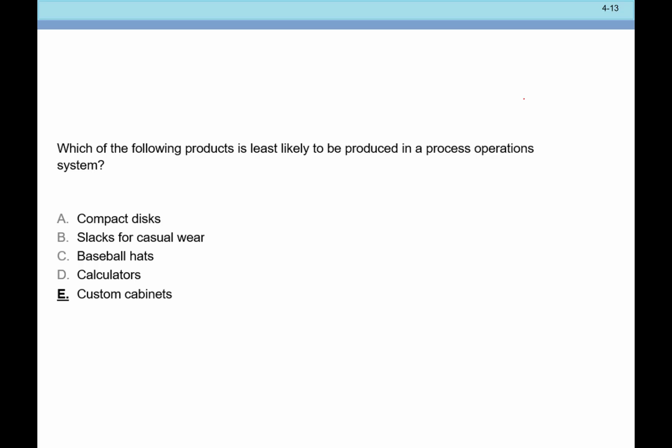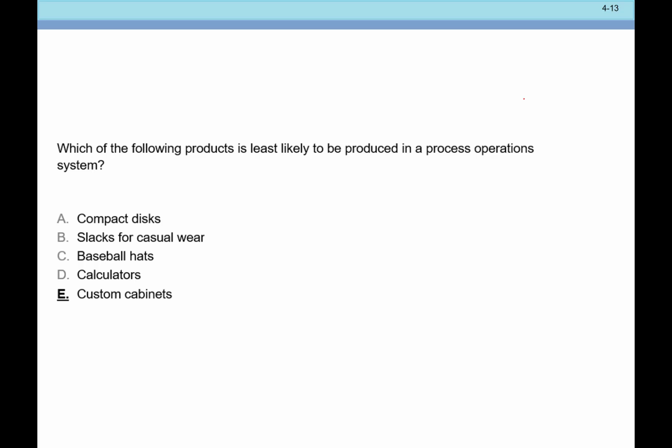Slacks for casual wear, Dockers or something. They still make Dockers? They pretty much all look exactly the same, right? They just come off one after the other. Baseball hats. You say, but wait a minute, my hat says White Sox and his says Giants. What's going on? Those are different. But the basic hat is the same, right? It's just a different logo that you're sewing on it. So that's going to be pretty much process costing.